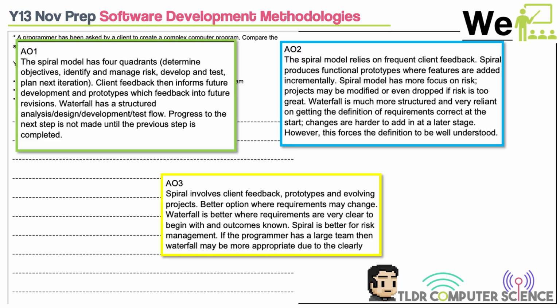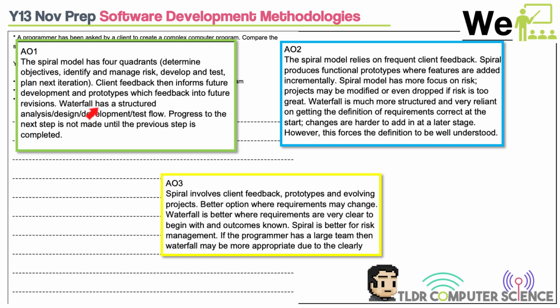So in this case, when we're looking at Spiral, you go through the process of determining the objectives, aka analysis, identifying and managing the risk when you're talking about the design of it, make it and test it, plan the next iteration, and then client feedback informs future developments. You get to talk to them. What do you think of this prototype I've just made? What worked about it? What didn't work about it? You're not trying to make something perfect in one go. And that feeds into the next one.